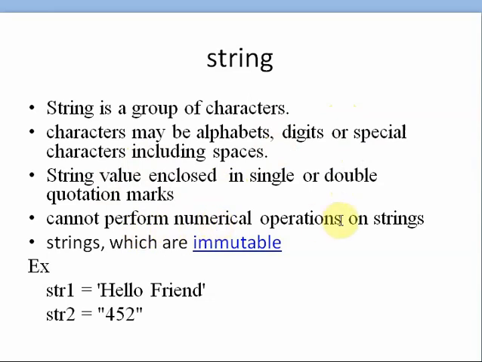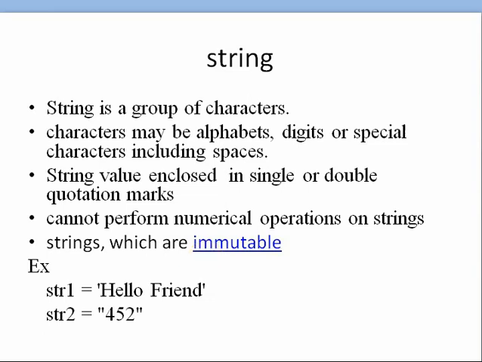You cannot perform numerical operations on strings. Strings are immutable. So, see the example, string1 equal to, in single quotes, hello friend. We learned in yesterday's lecture that we have to enclose strings in single quotes or double quotes. We will see the meaning of mutable and immutable data types later, in the next lecture or this lecture.